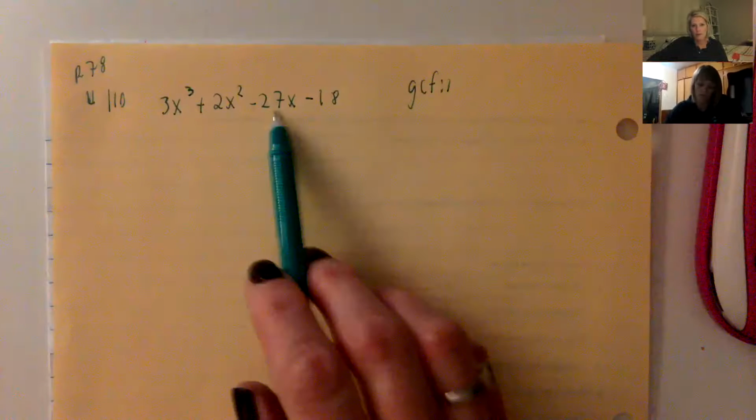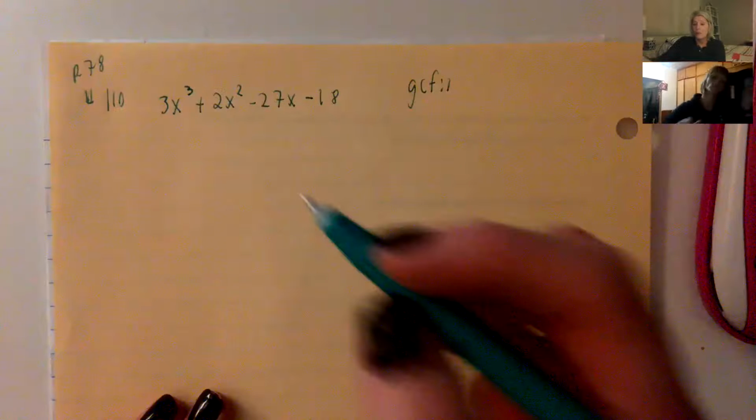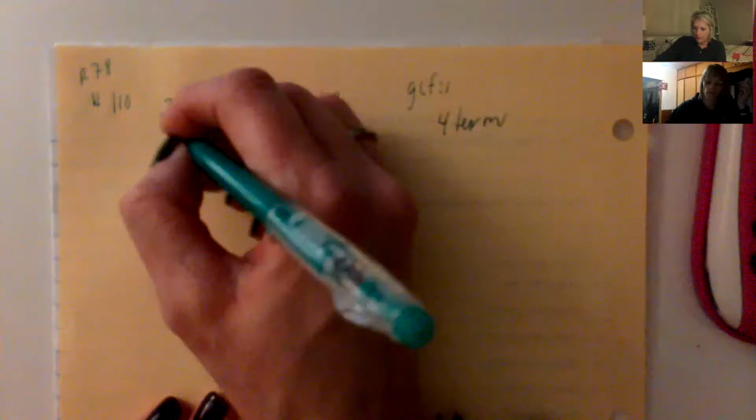So the general GCF is just a 1 because the 2 and the 3 are both prime, and they don't both go in; 2 doesn't go into 27. Because we have 4 terms, we can do the grouping method. So we can group the first two and the second two.